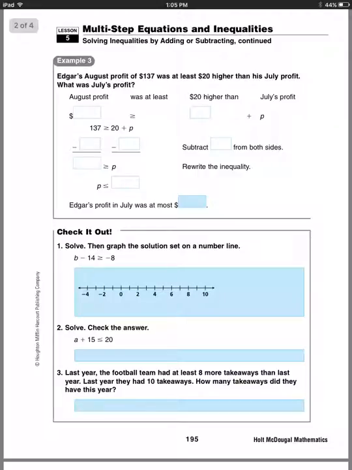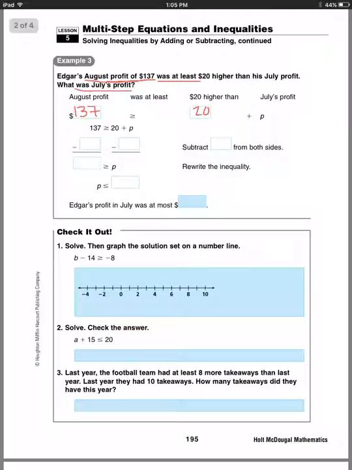Edgar's August profit was $137, which was at least $20 higher than his July profit. What was his August profit? So, his August profit was $137. It tells us right here. "At least" means it could be greater than or it could be equal to his July profit. $20 higher than July's profit.